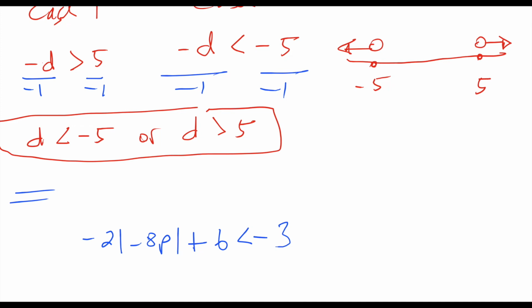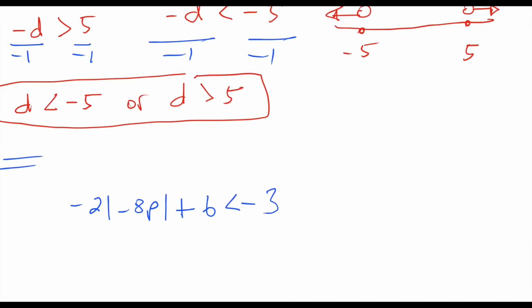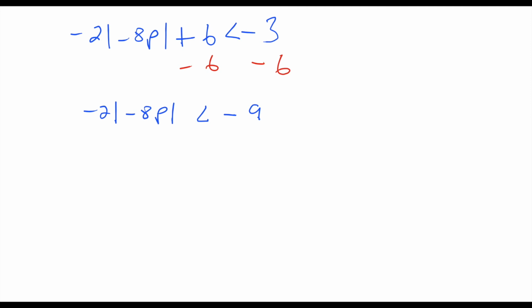Okay, what's the first thing we're going to do? No. So first, you said take the bars out, which is wrong. You got to move everything over except for the inequality, which is why I brought this problem in here. So we're going to go minus 6, and then we're going to go, so negative 2, absolute value of negative 8p is less than negative 9. What's the next move? Yep, divide by negative 2, but when you divide by both sides, you flip the sign.